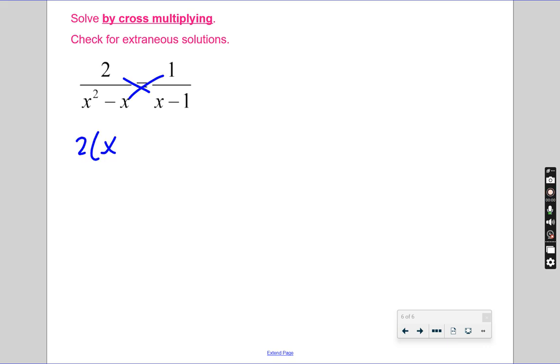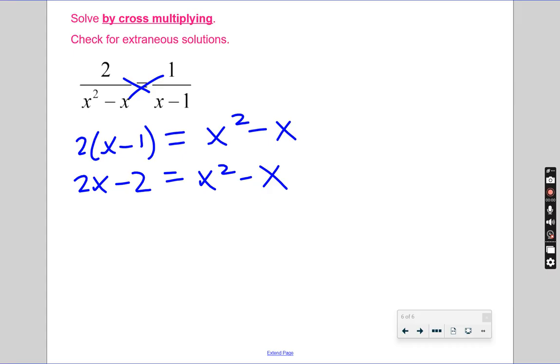2 times x minus 1 equals 1 times x squared minus x. What type of equation do we have here? Quadratic. Okay. So let me multiply that out. I need to get everything on one side. I think I'll move these over here. So x squared minus 3x plus 2.